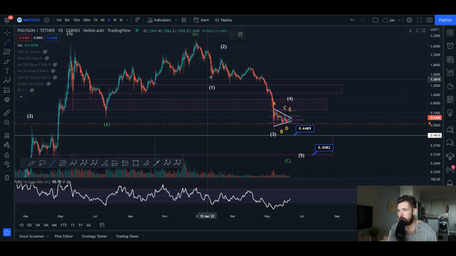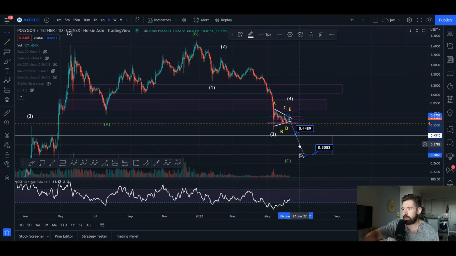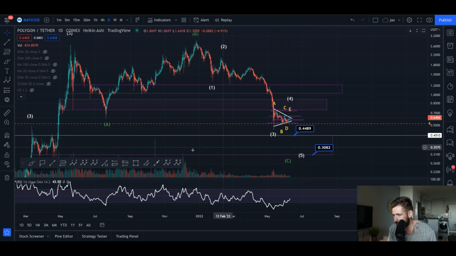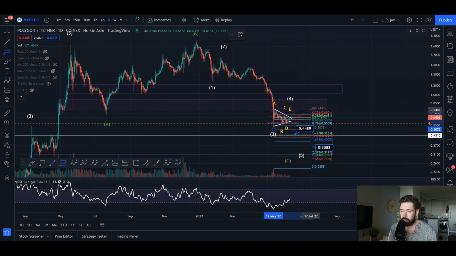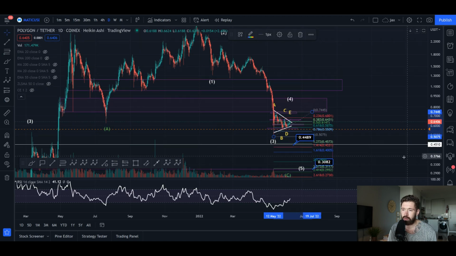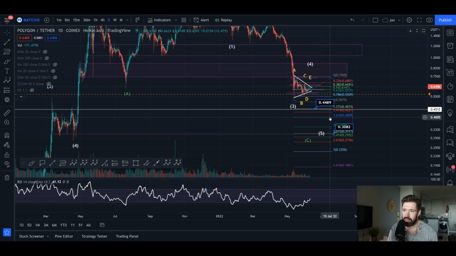So if we measure our wave 1 and we take it all the way down to the wave 4, you can see it lines up perfectly with that 30-cent price target we've been covering here on the channel. And then if we take our Fibonacci from the bottom of wave 3 up to corrective wave 4, depending on where wave 4 ends here, the minimum target is the 1.618, currently coming in at about 40 cents. And then you have the 2.272, which lines up with that 30-cent price target.